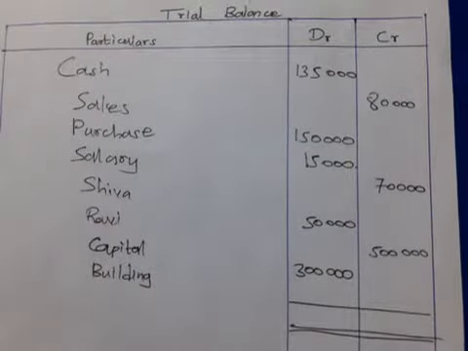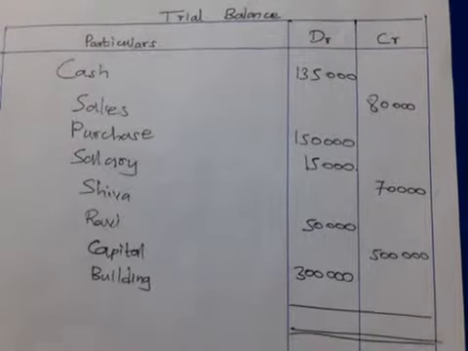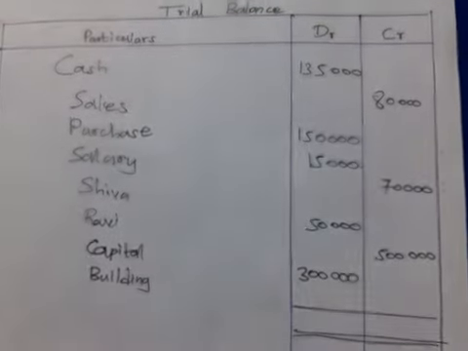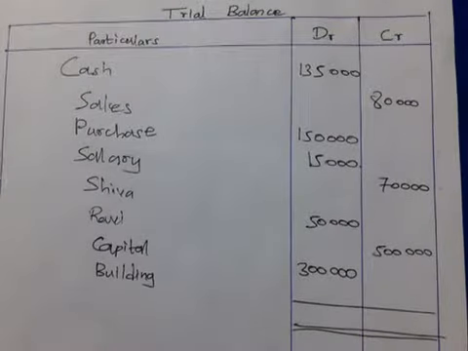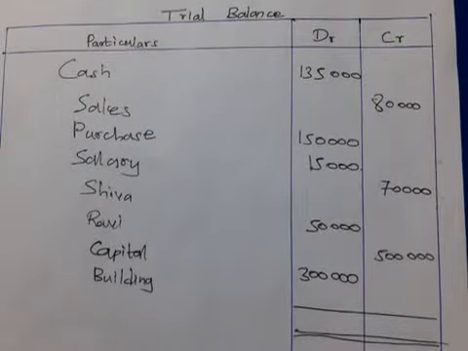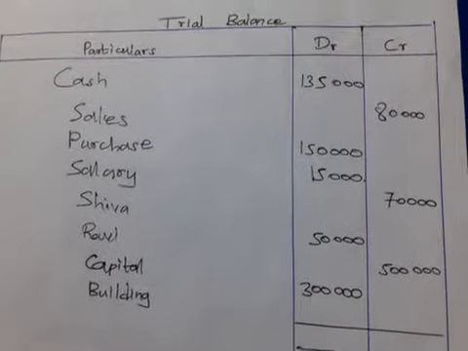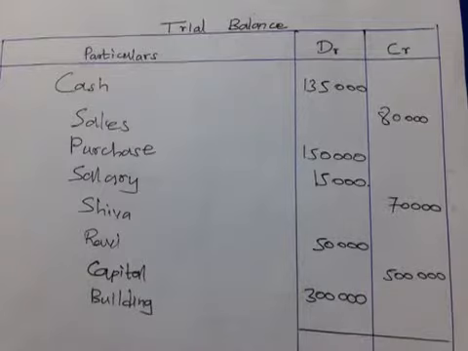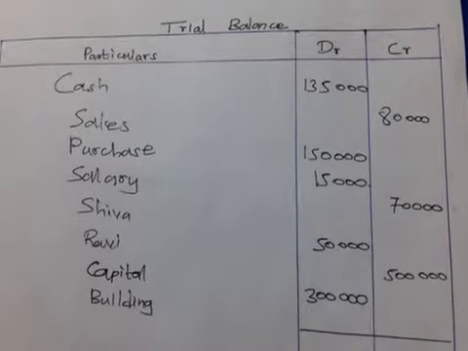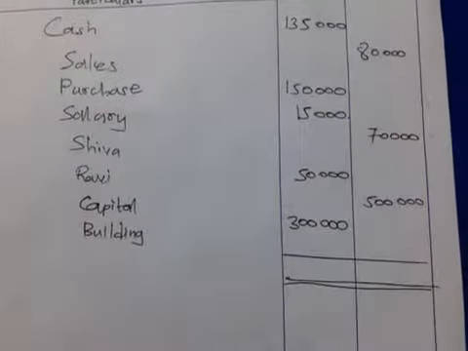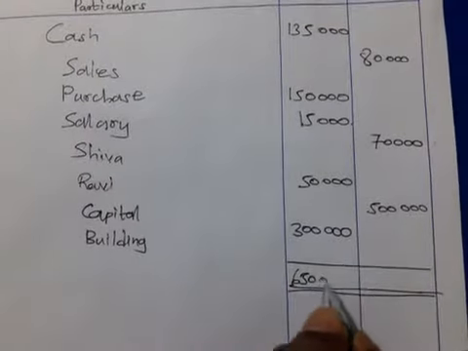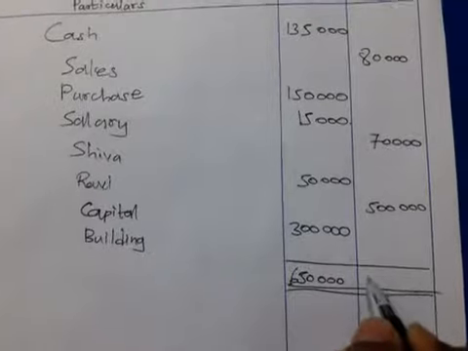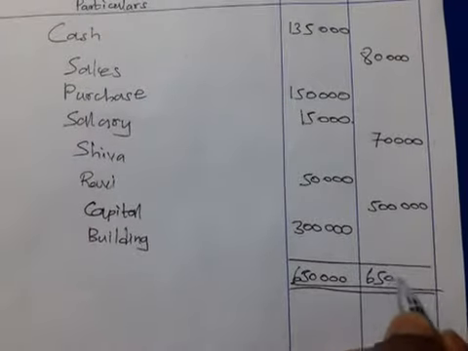When we take the total of the trial balance, we have to get equal amounts from both columns, debit as well as credit side, because we have recorded each and every transaction on two sides, in one account the debit side, in another ledger account the credit side. So let's calculate. 6,50,000. So 6,50,000.